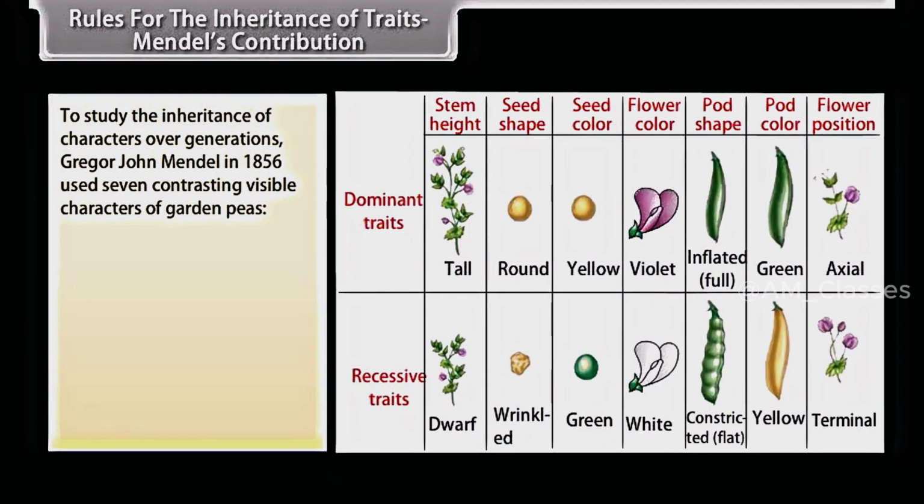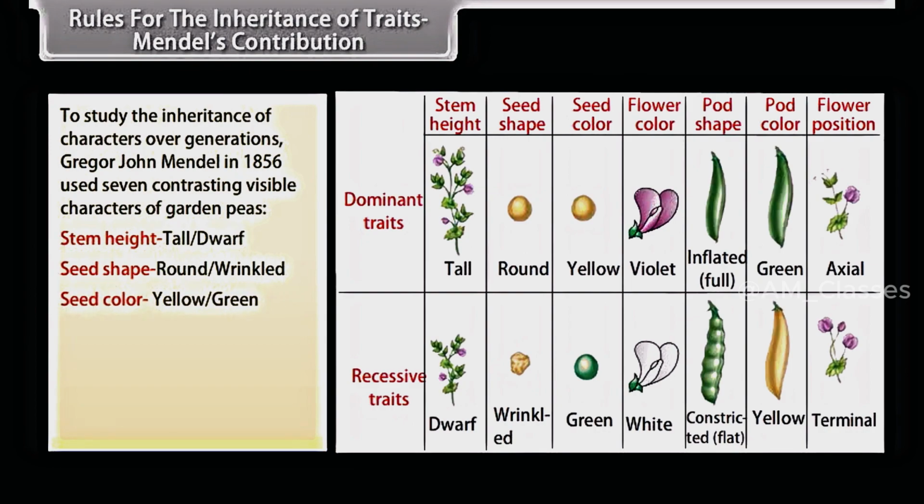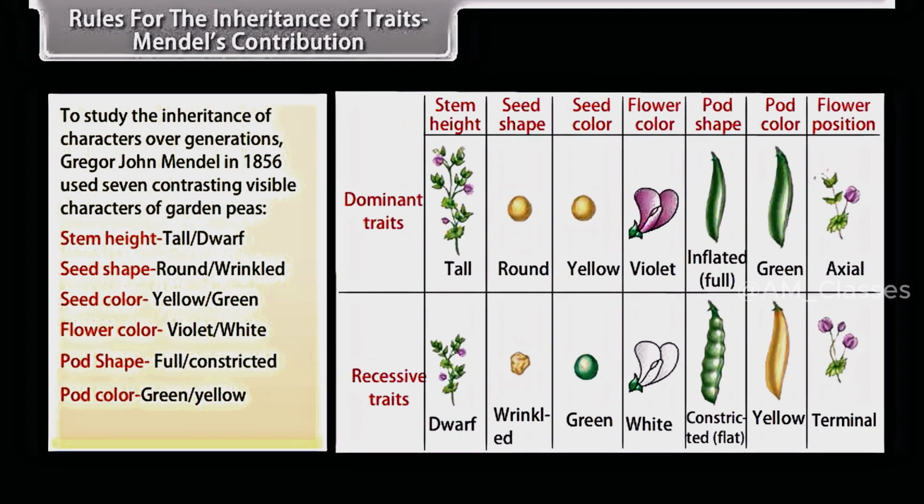To study the inheritance of characters over generations, Gregor John Mendel in 1856 used 7 contrasting visible characters of garden peas. Stem height: tall, dwarf plants. Seed shape: round, wrinkled seeds. Seed color: yellow-green seeds. Flower color: violet-white flowers. Pod shape: full, constricted pods. Pod color: green-yellow pods. Flower position: axial, terminal flowers.